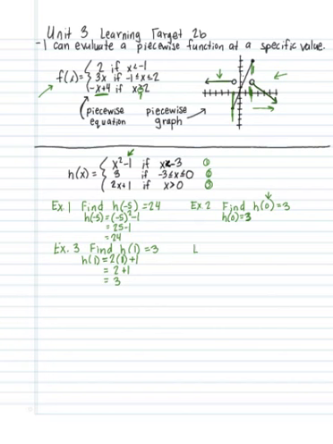Example 4. Find h of negative 3. Alright, h of negative 3. So ask yourself, which piece does that fit into? Negative 3 is not less than negative 3, so it's not that first one. But that second one says x is greater than or equal to negative 3. So since it's got that or equal to, we know we're going to use the second piece.